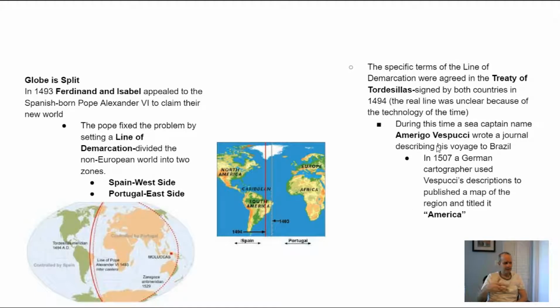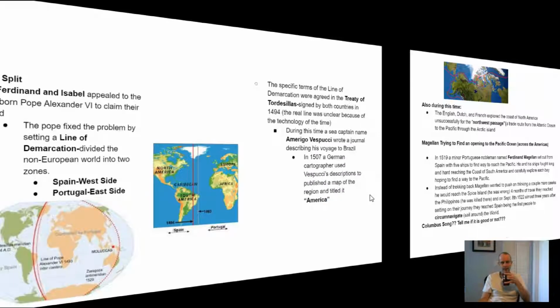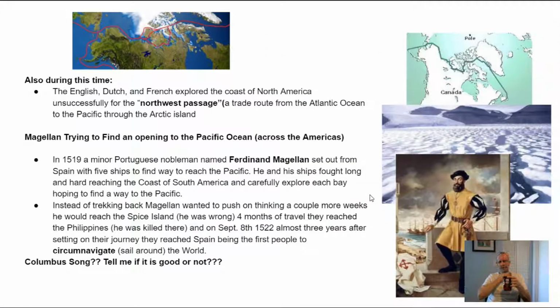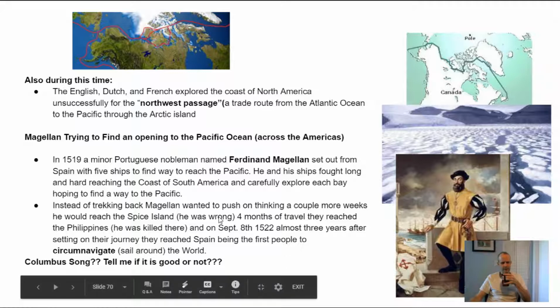colonizing this new world. Amerigo Vespucci wrote a journal on his findings and his travels to the New World, and a German cartographer, a mapmaker, saw his journal entries, used them to make a map of the Americas, and named it Amerigo's, or America, and that's where we get our name today, the Americas. Now, the Portuguese and the Spanish are settled in the southern part of South America.